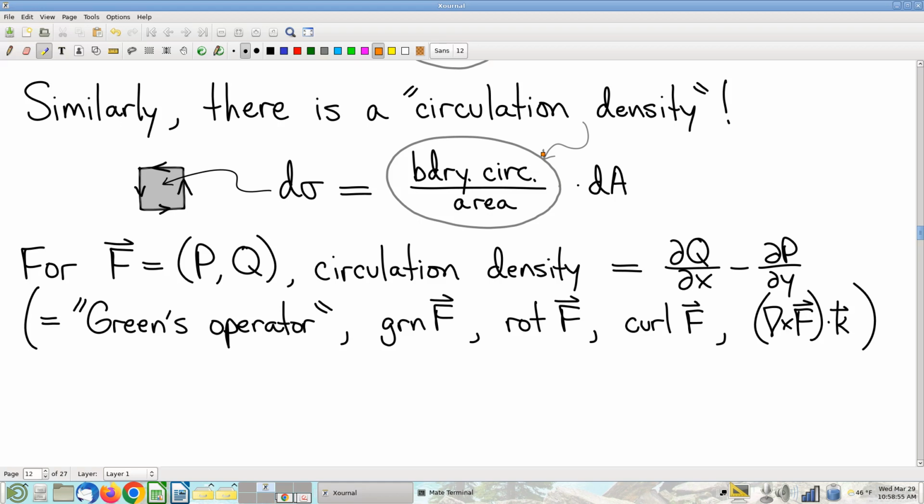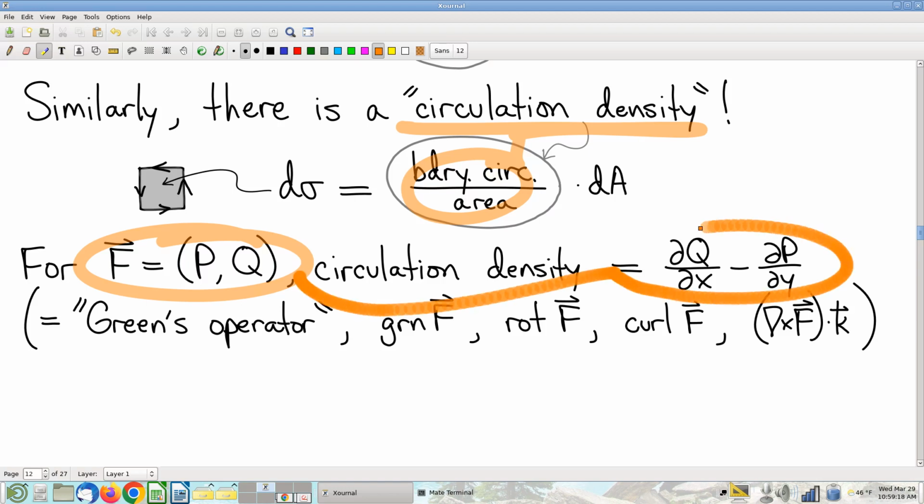You can just take this as a given. Given a vector field, the circulation density, if you were to do this calculation here, set up a little region, look at the boundary, parameterize, blah, blah, blah, take a limit as the area goes to 0, what you will find the circulation density to be is this formula right here: dq/dx minus dp/dy. Keep in mind the coordinates of the vector field are p and q. That's the formula. It's not magic. It's just a calculation. This is the end of it, and let's just take that as given. Everybody all right with that?